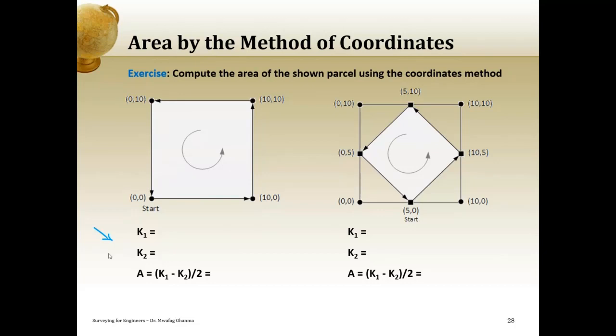What is it? Now, this is 0, 0. And this is 10, 0, which means this is 10. And this is 10, 10, which means this is 10. So this is a square. So what is the area of the square? 10 by 10, this is 100. So the area here should be 100.